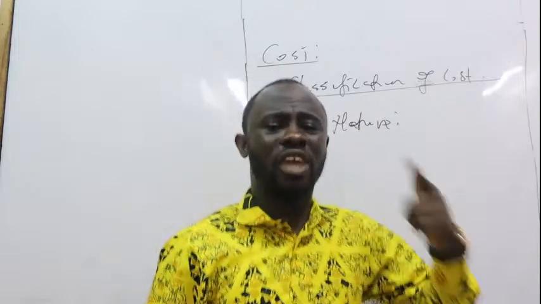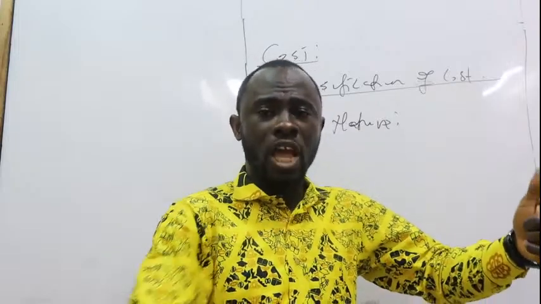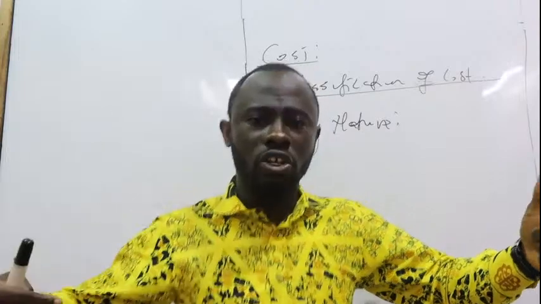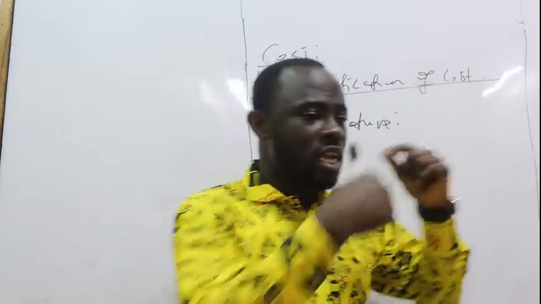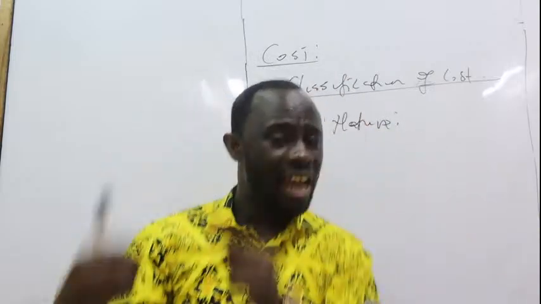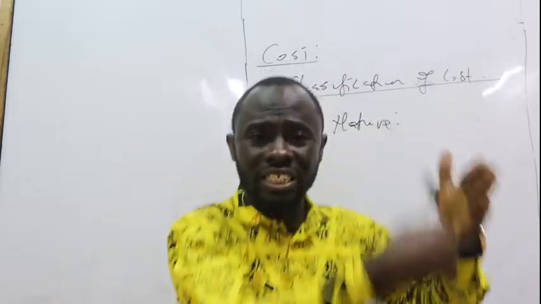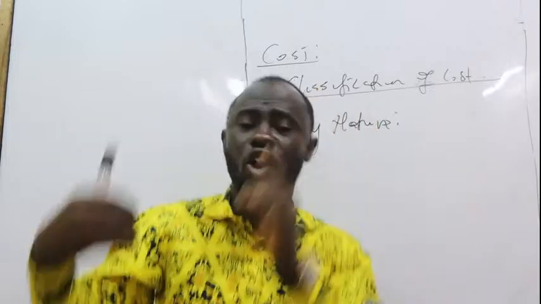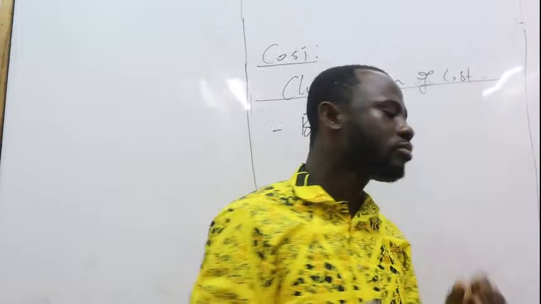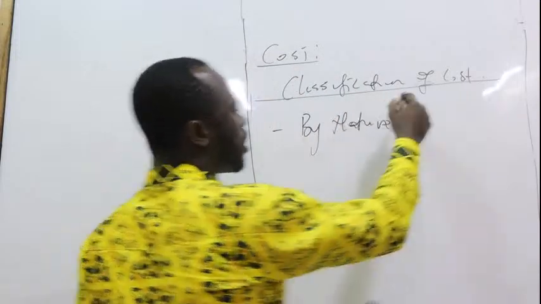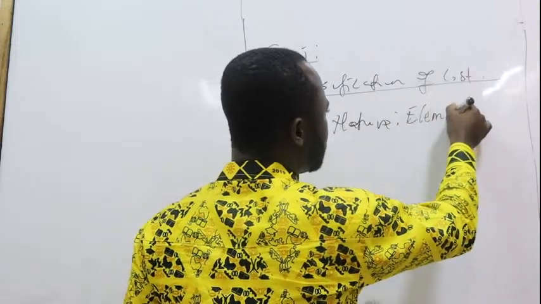Now, classification of cost by nature refers to the classification of cost according to the elements of cost. Let's say that again. Classification of cost according to nature refers to the classification of cost according to the elements of cost. So if we are classifying costs according to the nature, then we are looking at what? The elements of cost.